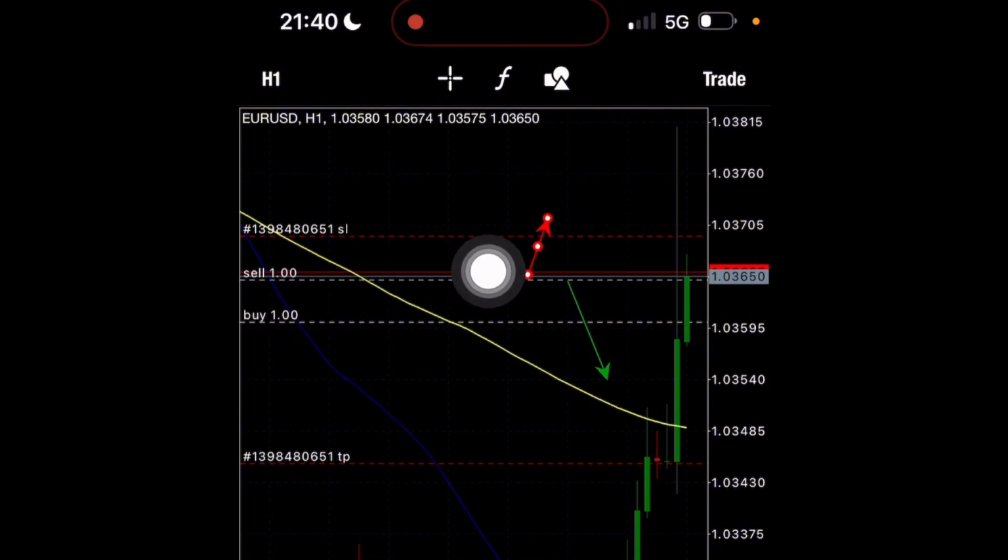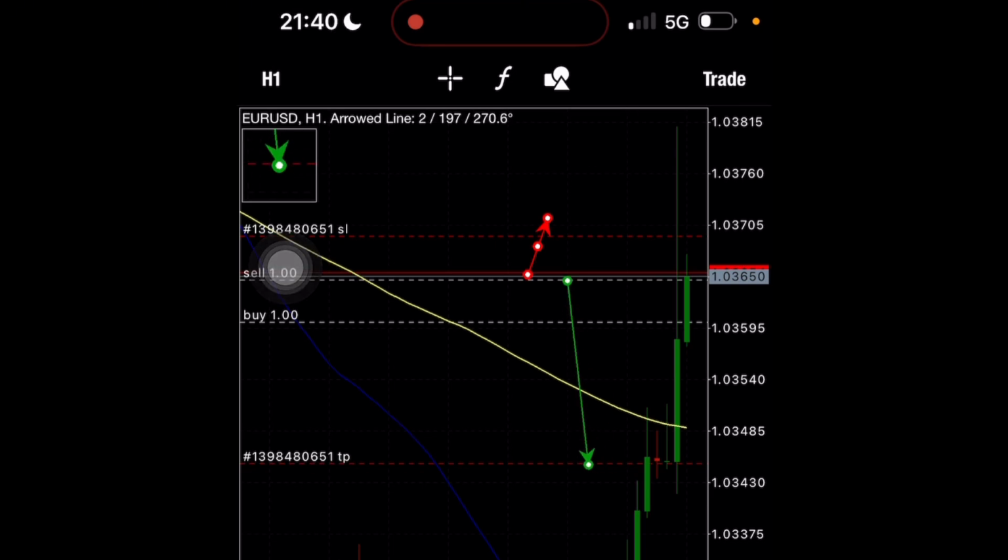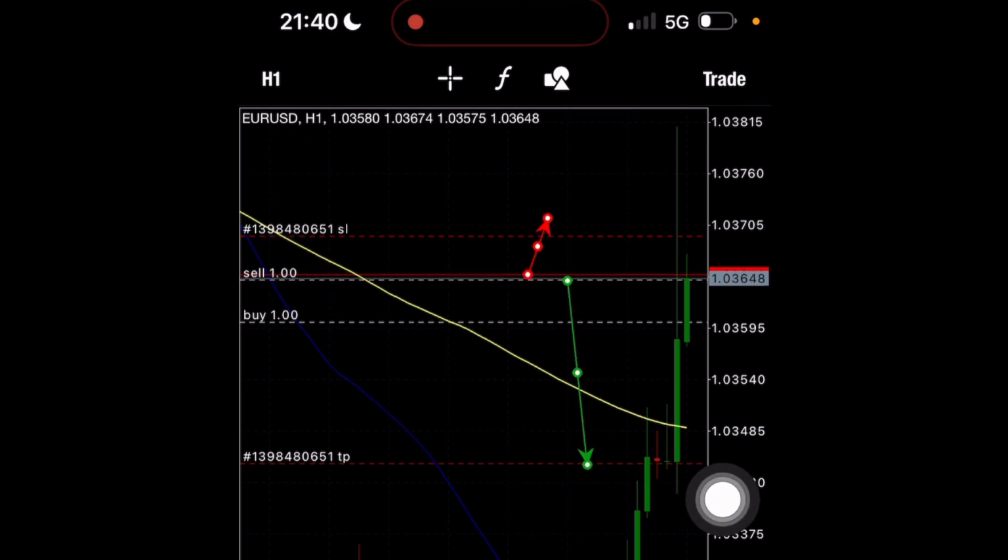this one lot size trade I got in will be closed once price hits this level. Then if price continues moving downwards and hits this take profit level, this trade will be closed in profit. So if it hits the stop loss, the trade will be closed in loss.